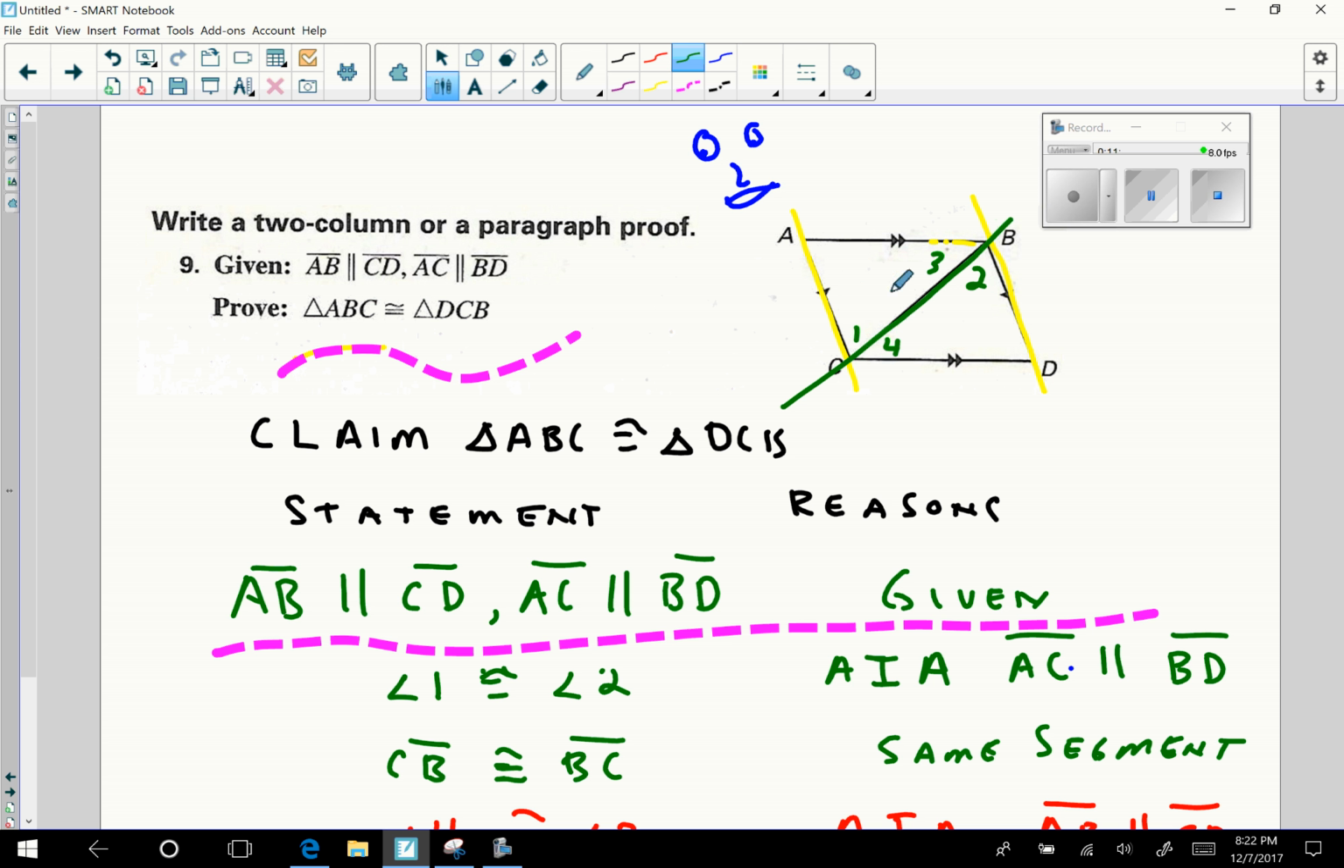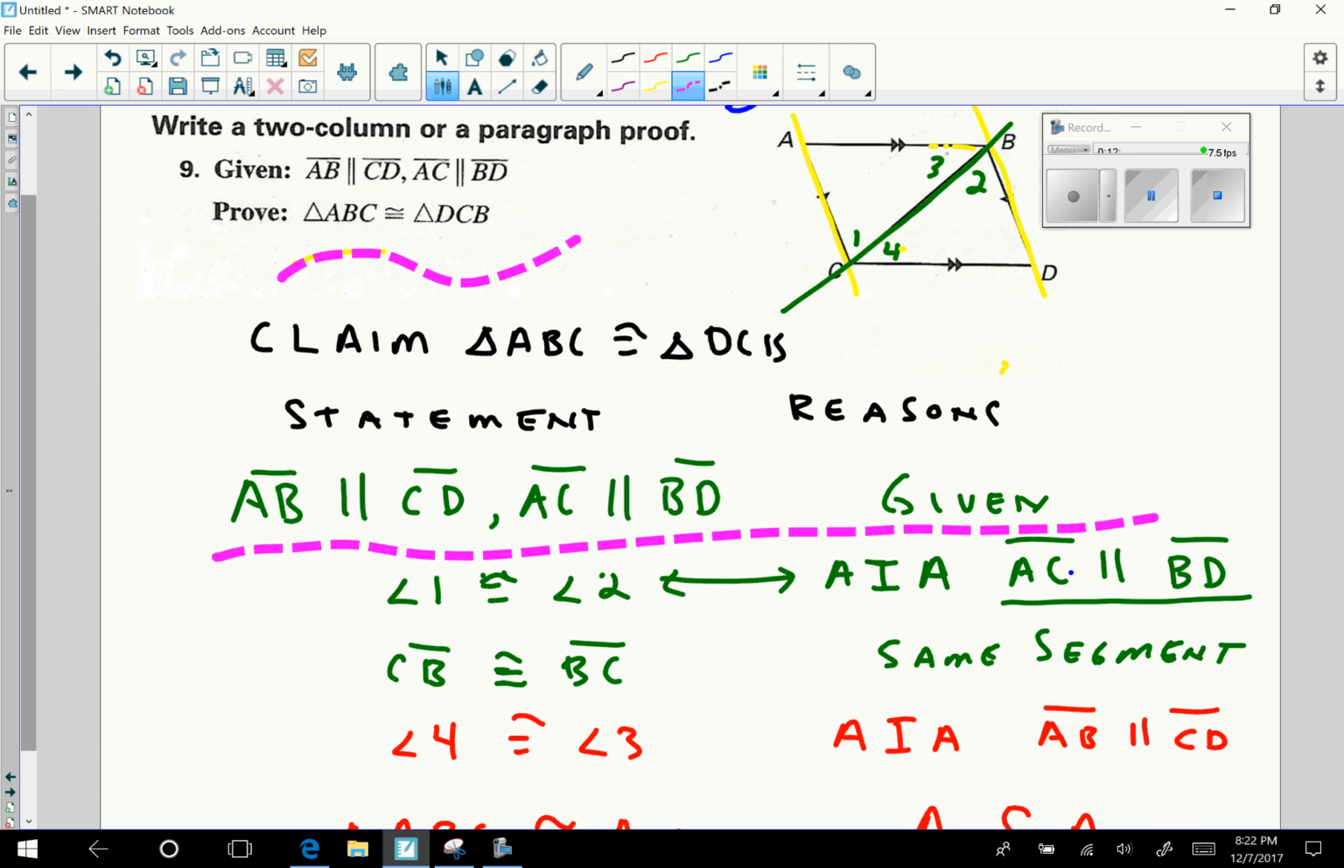I have parallel lines cut by a transversal, and 1 and 2 are alternate interior angles, but they're alternate interior angles from the parallel lines AC and BD. If I'm going to use the alternate interior angles, and there's more than one pair of parallel lines, I have to signify which parallel lines I'm using for this statement that angle 1 is congruent to angle 2. And I have done that. AC is parallel to BD. That's why 1 is congruent to 2.